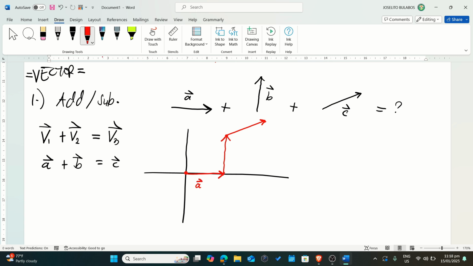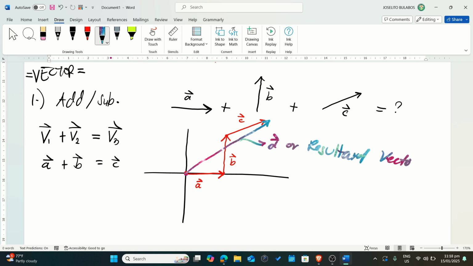So this is our vector A. This is our vector B. This is our vector C. Therefore, the sum of these vectors must be a straight line that connects this point, the tail, to the head. Okay? And this is our, let's say, D, or sometimes we call this one the resultant vector, or R. Okay?